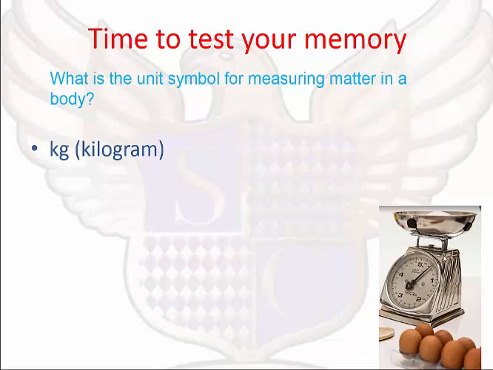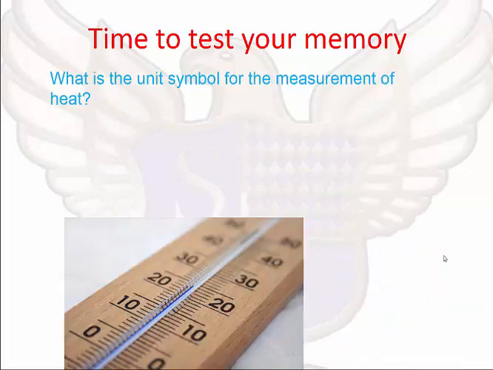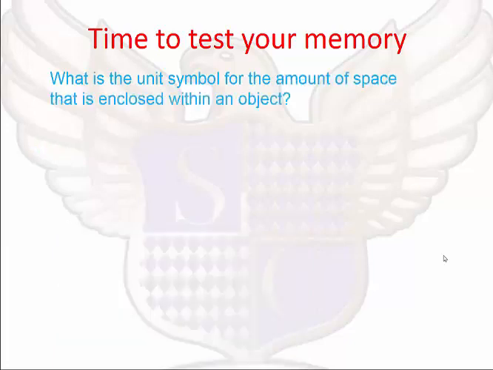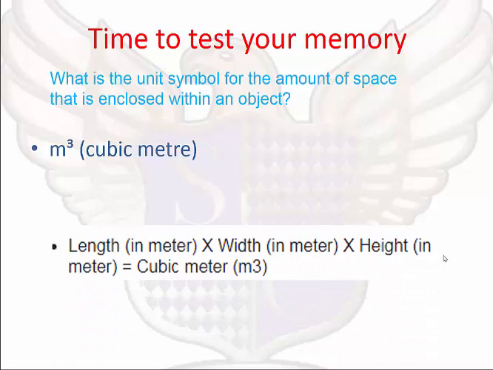We have some scales here. What is the unit symbol for the measurement of heat? What do you reckon? Kelvin. What is the unit symbol for the amount of space that is enclosed within an object? Cubic meter. And this is the formula for how you work out cubic meters: length in meters multiplied by width in meters multiplied by height in meters. So make sure you all try to remember the formulas, because in your exam this could be 2 marks. You may get 1 or 2 questions and you do not want to miss out on that mark.